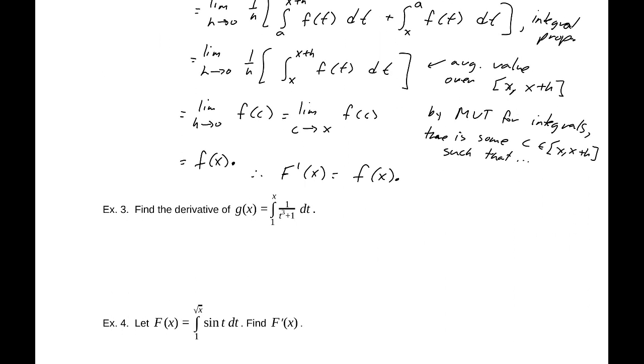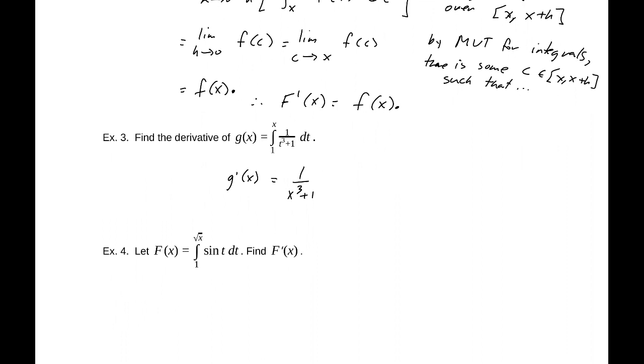All right, example 3. Find the derivative of g of x equals the integral from 1 to x of 1 over t cubed plus 1 dt. By the fundamental theorem of calculus, part 1 that we just saw, this is going to be equal to 1 over x cubed plus 1. Taking the derivative, in some sense, again, is the inverse operation. It takes away that integral sign, so 1 over x cubed plus 1.